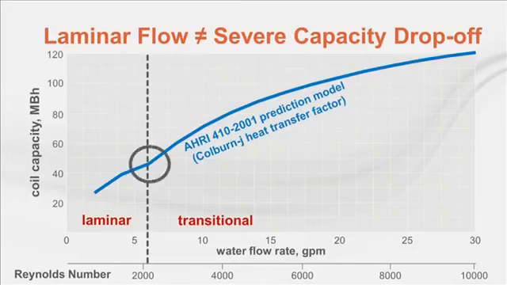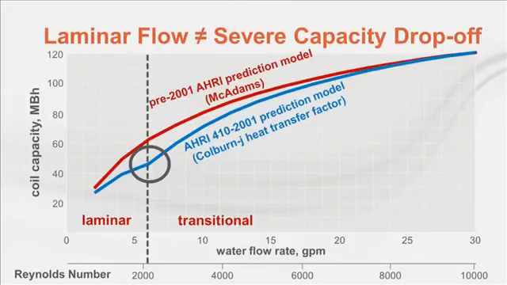This shows a slight dip in capacity that is less linear than the rest of the coil performance, but it is really not an issue. For comparison, this red line shows the obsolete AHRI model prior to 2001. Again, this demonstrates how the old model overestimated capacity, which caused the unwarranted fear of laminar flow. Laminar flow does not cause a severe drop-off in capacity, and the AHRI prediction methods allow coils to be rated accurately well into the transitional and laminar flow region.